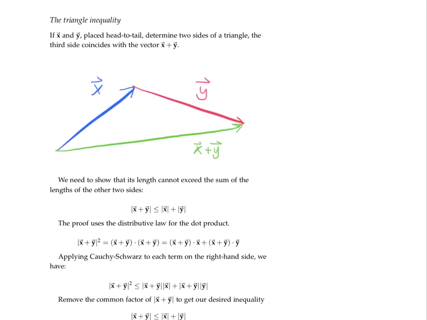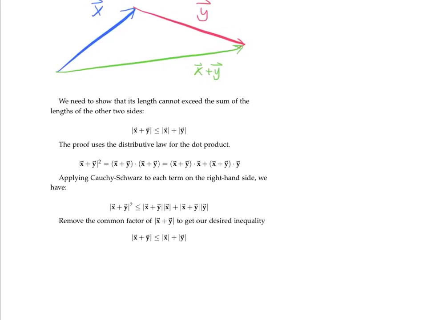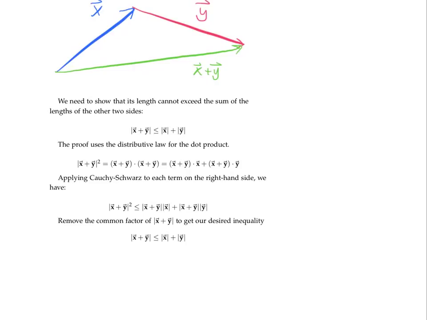So let's scroll down here. That leaves us with this term being less than or equal to the length of x plus y times the length of x. This term is going to be less than or equal to the length of x plus y times the length of y. And so this whole side will be less than or equal to the length of x plus y times the length of x plus the length of x plus y times the length of y.